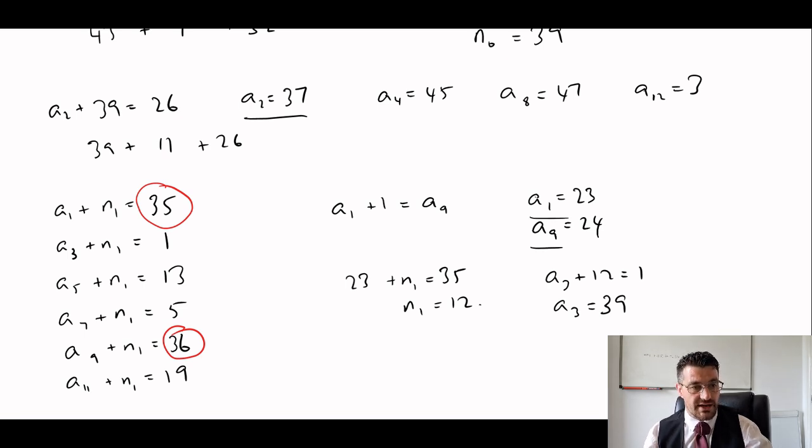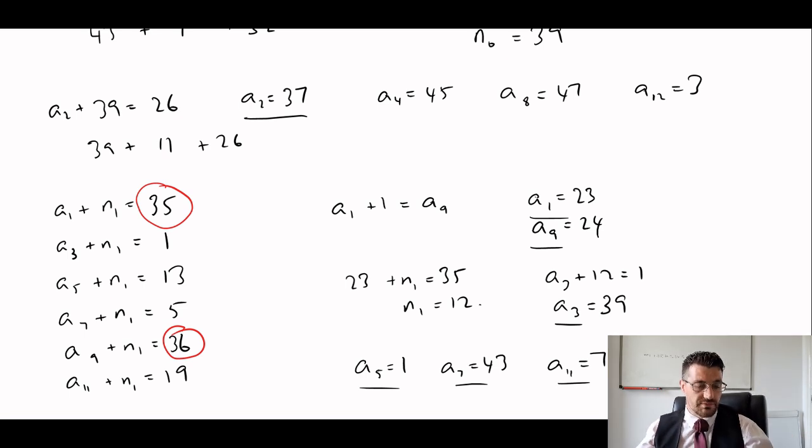So we've got a1, a9, we've got a3, and values for a... What have we got left? a5. a5 is equal to 1. a7 is equal to 43. And a11 is equal to 7. So then we've got all of the numbers from the original list of numbers, 1, 3, 7, 23, 24, and so on. We've got them all accounted for.